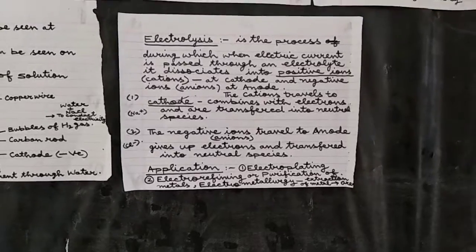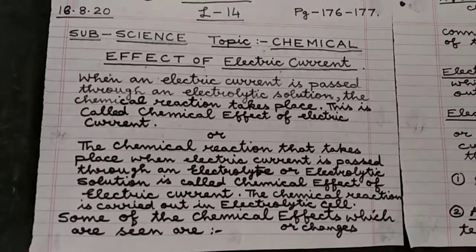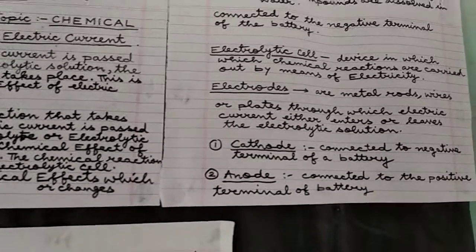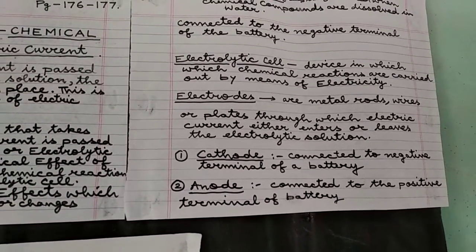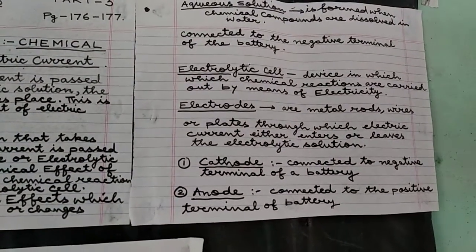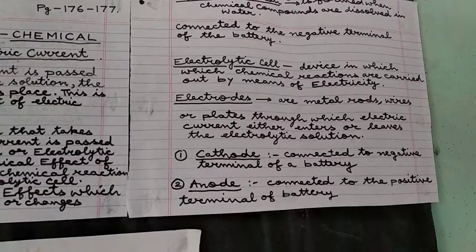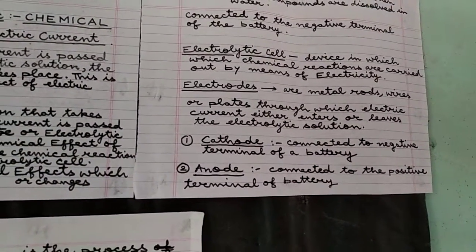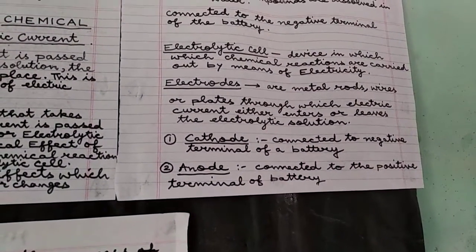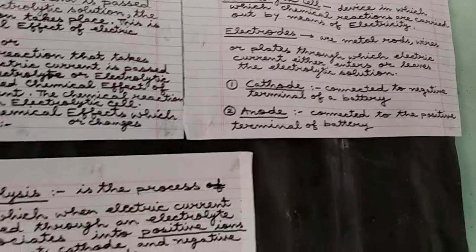I hope you have understood what the chemical effect of the electric current is, how it takes place, and which is the device in which chemical reactions are carried out by means of electricity. What are the constituents of the electrolytic cell? That is, the electrodes are present, and there are two electrodes in the electrolytic cell. One is called the cathode, which is connected to the negative terminal of the battery, and the anode, which is connected to the positive terminal of the battery.